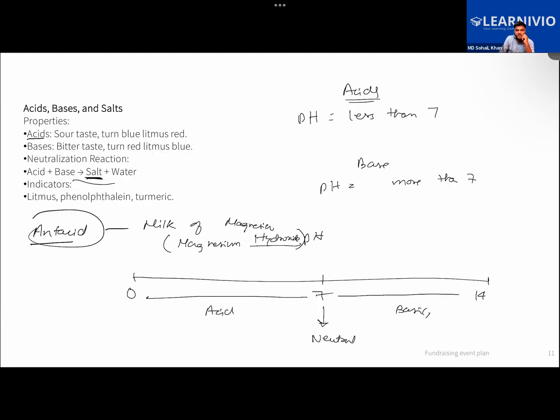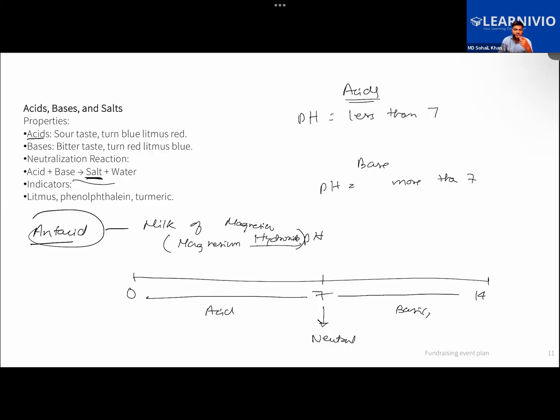Then we also use toothpaste, right? So toothpaste also contains antacids, it also contains bases. It prevents tooth decay, because when we eat food and the food particles get stuck in the gaps between the teeth, bacteria feed on those food particles, and while they break them down they release acidic substances which can lead to tooth decay. That tooth decay does not happen when we use toothpaste.